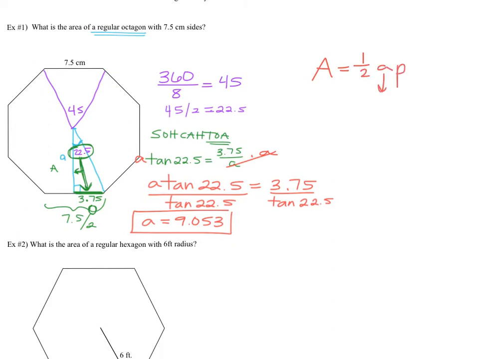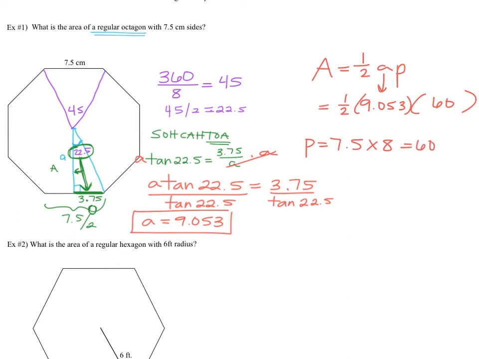So A is 9.053. We know the 1/2. We need to figure out what P is. So, right, perimeter is going to be 7.5 times what? There's 8 sides. So 7.5 times 8 is 60.